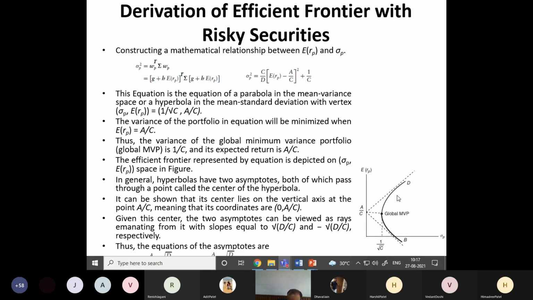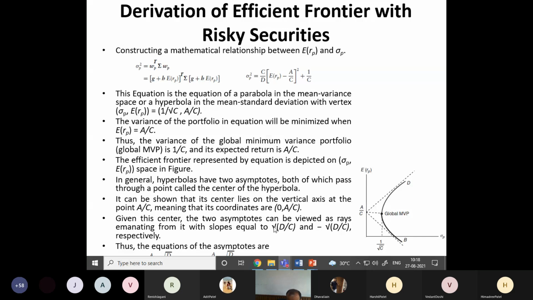Further, you can use the geometry, and we know that the hyperbola has two asymptotes. The hyperbola has two asymptotes, passing through the center of the graph, the center being this point 0 and A by C, and these are the two asymptotes. And from the equation, you can find the slope of these asymptotes, and that will be this.